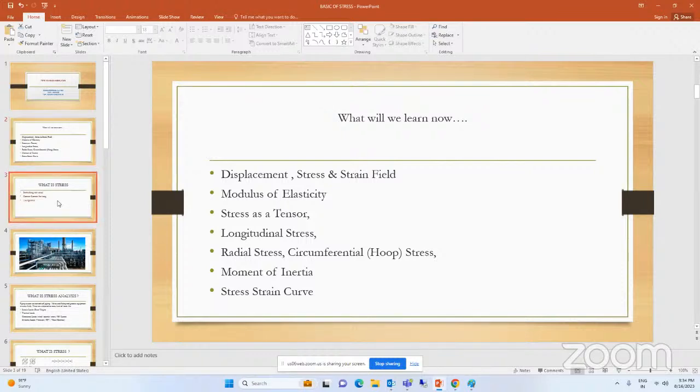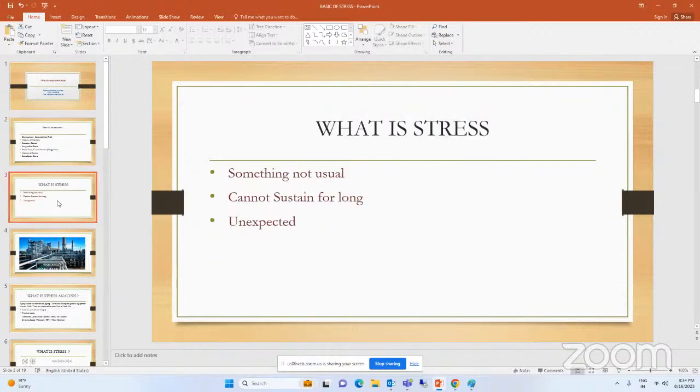Okay, what is stress? Think of stress as something not usual, that cannot be sustained for long and is unexpected. For example, if you are at home, you are stress free. If you go out of your home, you have to face a lot of troubles and a lot of problems. So that is stress.